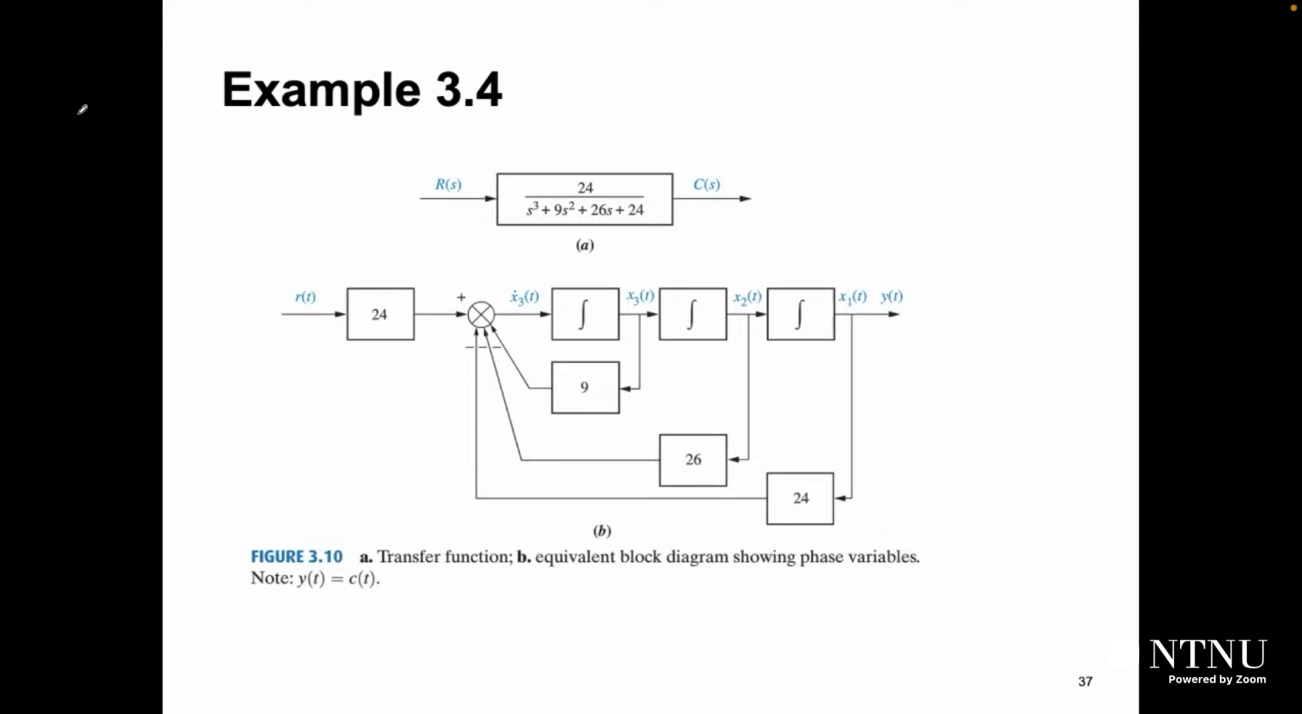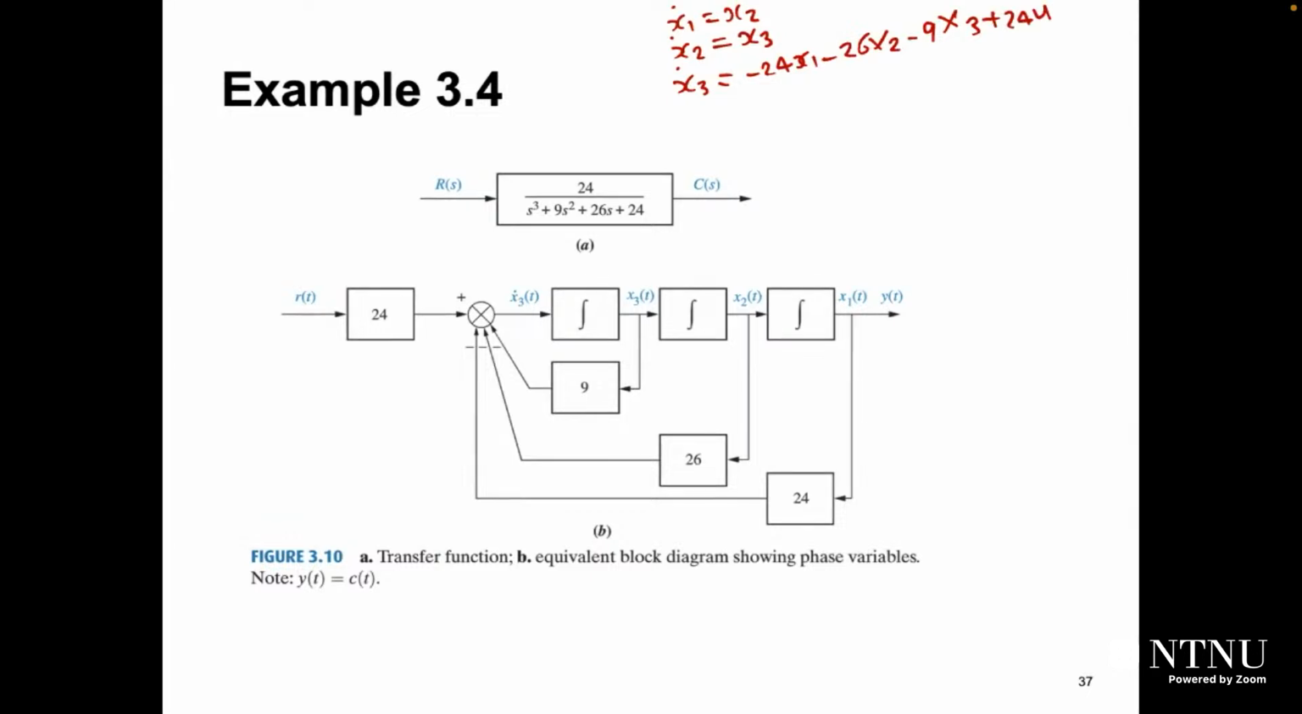Or in fact, the most important is my state equations. So I can write my equations here one more time. We have x1 dot equal x2, and x2 dot equal x3. And we have x3 dot equal minus 24 x1 minus 26 x2 minus 9 x3 plus 24u. So those are the three equations.